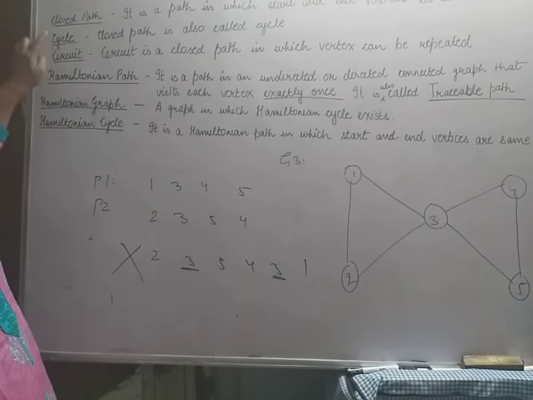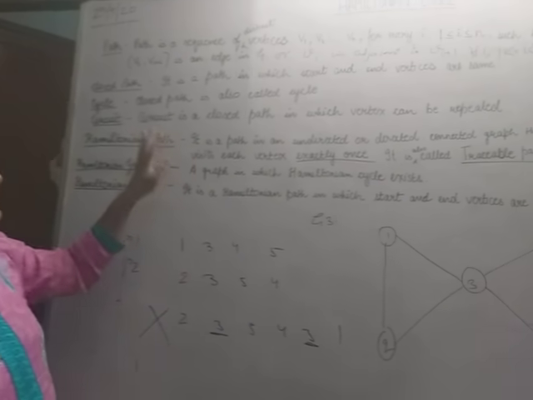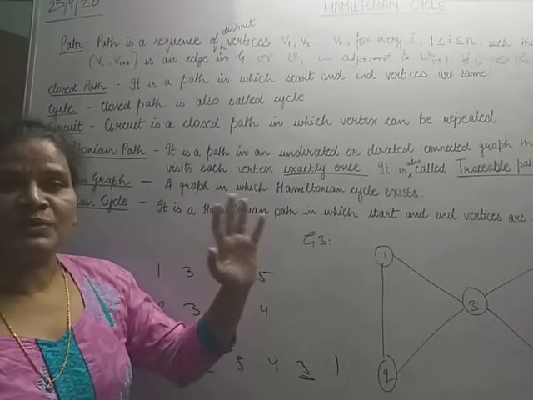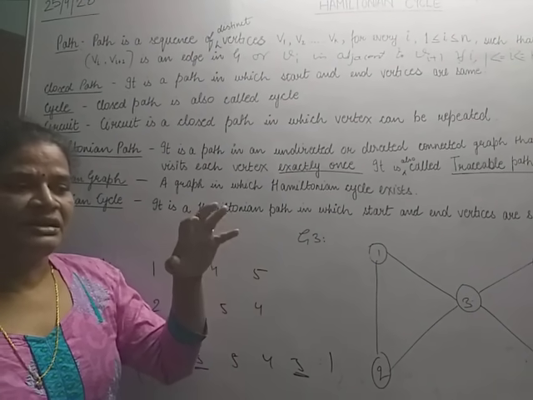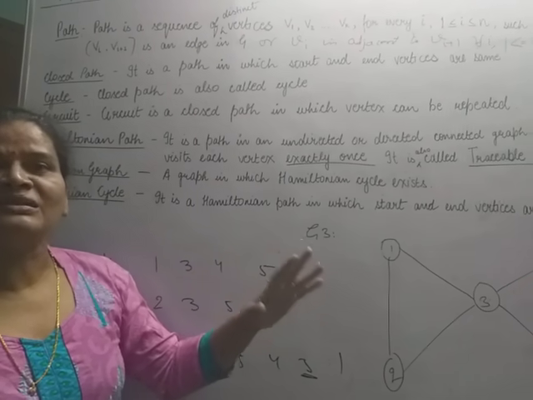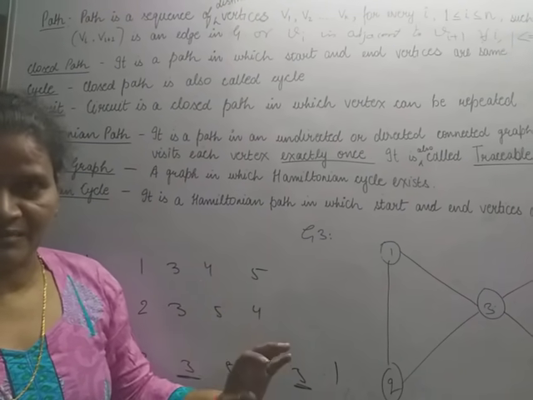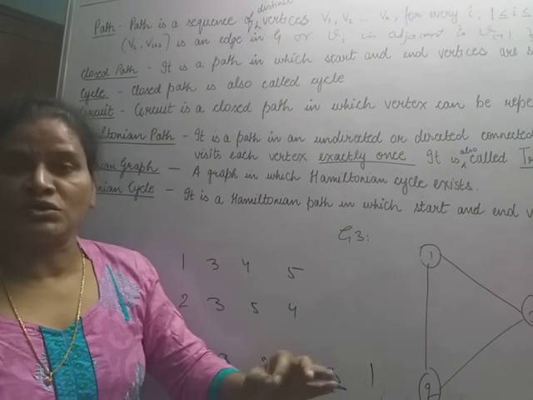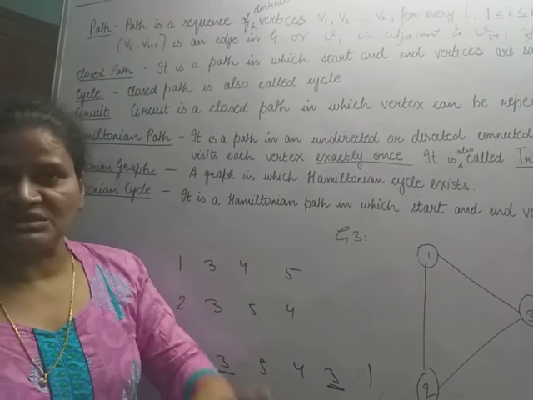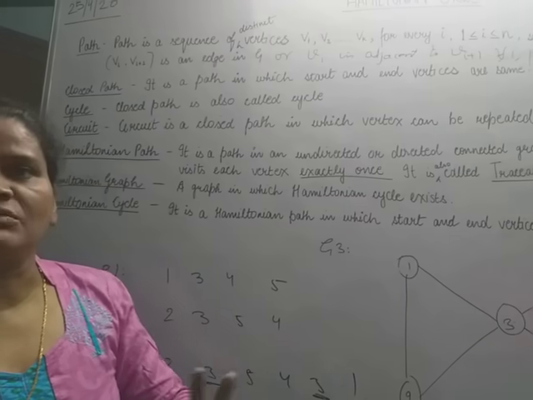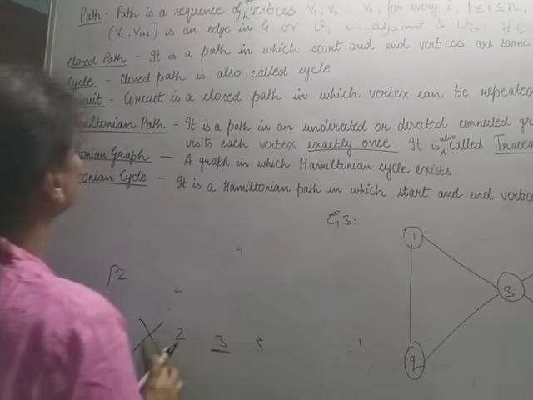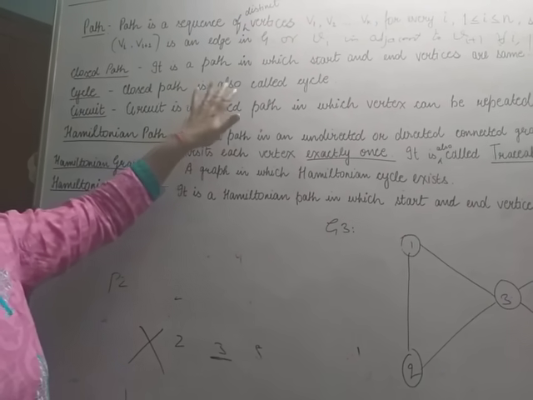Now the next is closed path. A closed path is a path in which the start and end vertices are the same. Wherever there is a closed path, it means the start and end vertices are the same. So that is called a closed path, and a closed path is also called a cycle.